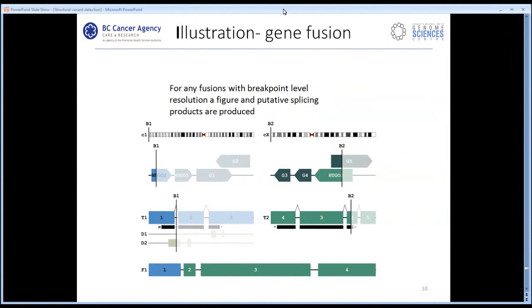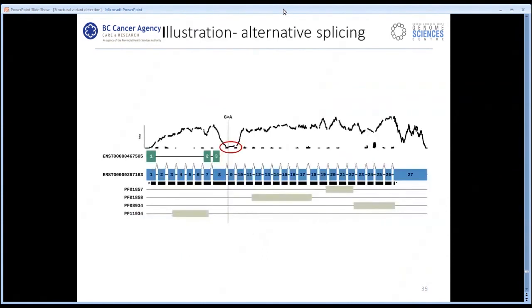We follow this by an illustration. So for any fusion with a breakpoint level resolution and putative splicing products formed, we can produce a standard figure. Again, we show the chromosome level, the individual gene level, and the transcript level, and finish that with the actual fusion product. This is a nice standard way to generate a figure for your gene fusion of interest.